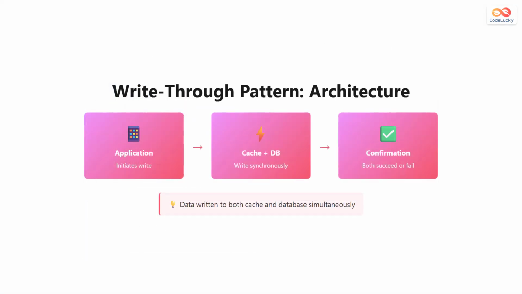The write-through pattern has a different approach to handling data writes. The application initiates a write operation. Instead of writing to just the cache or just the database, both the cache and database are updated synchronously at the same time. The application waits for confirmation from both systems. Only when both succeed does the write operation complete successfully. This ensures that the cache and database are always in sync. If either system fails, the entire operation fails, maintaining data consistency.